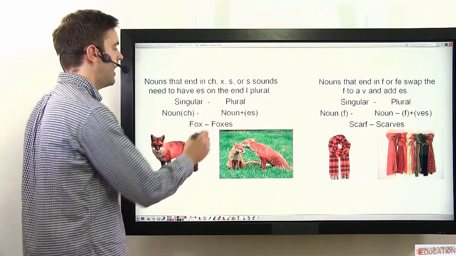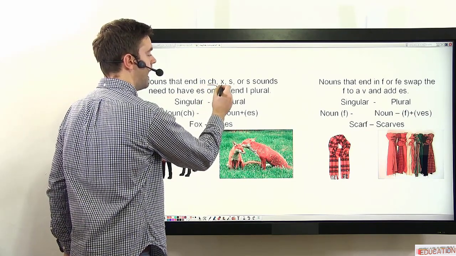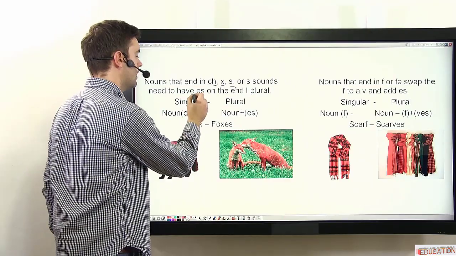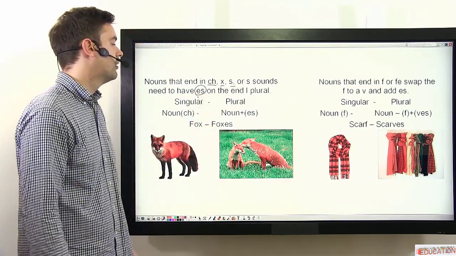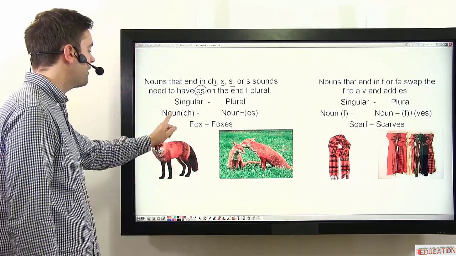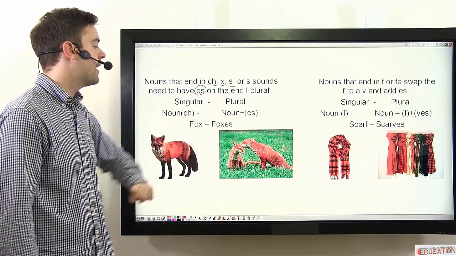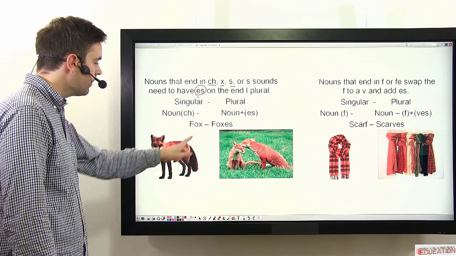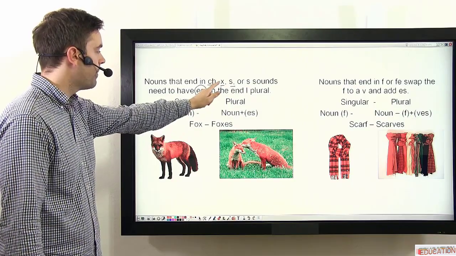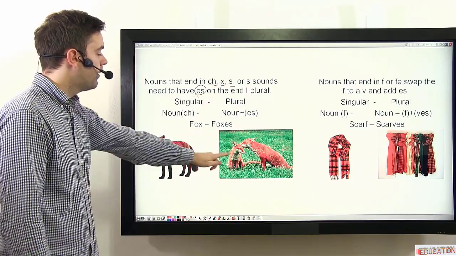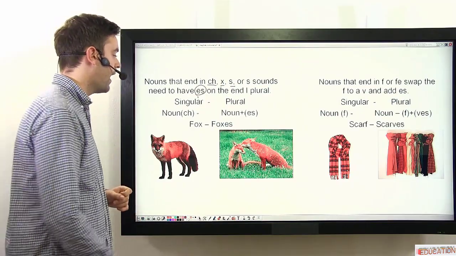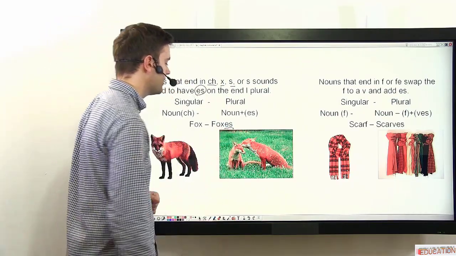Nouns that end in ch, x, or s need to have es on the end if plural. For example, here we have noun, ch, nouns. Fox, foxes, F-O-X, remember X? Changes to foxes, F-O-X-E-S, E-S.